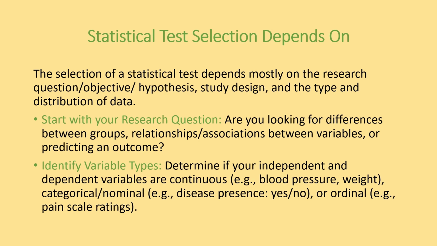Identify variable types. Determine if your independent and dependent variables are continuous, like blood pressure and weight, categorical or nominal, like disease presence, yes and no, or ordinal, for example, pain scale rating.